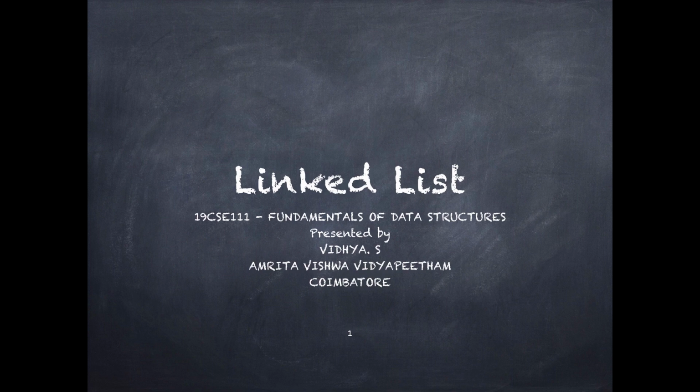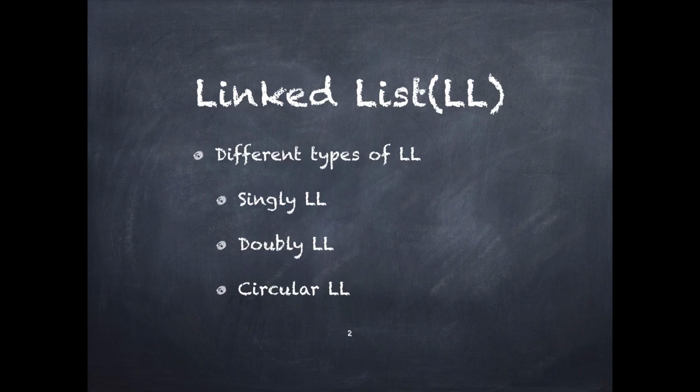So let me try to present the linked list. We'll be seeing linked list. Linked list is another type of linear data structure. There are different types of linked list. You can see singly linked list, doubly linked list, circular linked list. We will be seeing each of these in detail. So today's class is mainly concentrating on singly linked list.